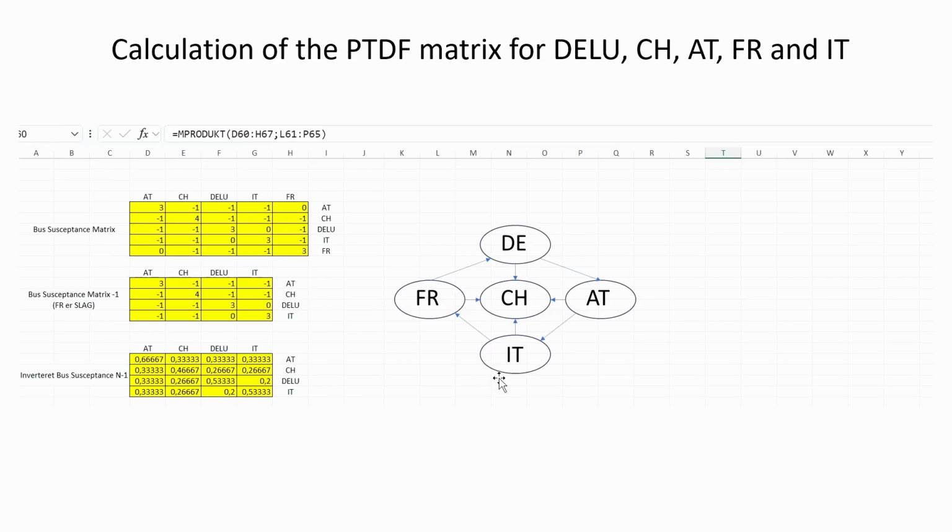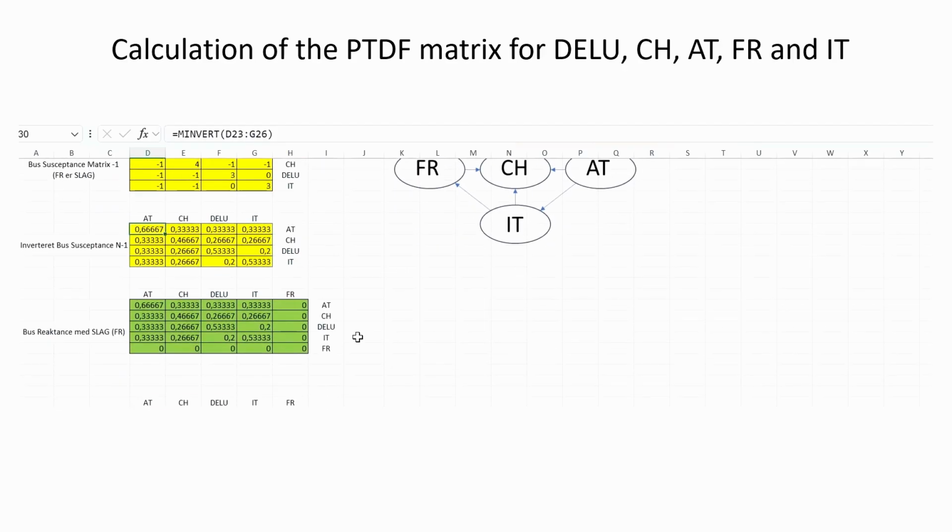And then we say that France should be the slack node, and then we have a 4 by 4 matrix here. We invert this 4 by 4 matrix here and get this inverted matrix, and then we insert the slack nodes in the inverted matrix, and then we get the bus reactance matrix with slack.